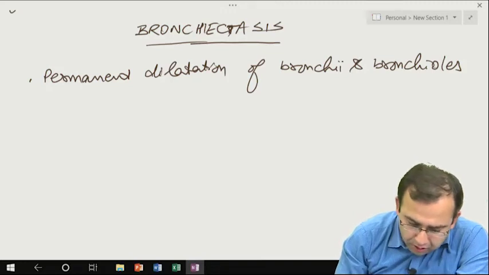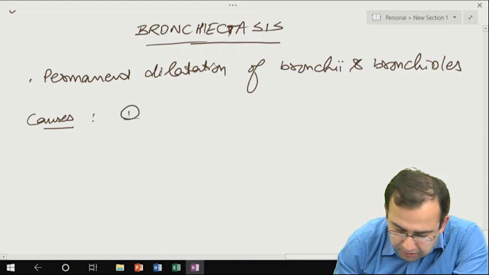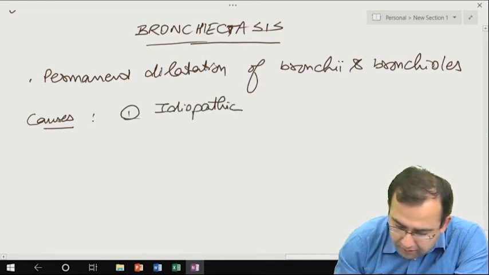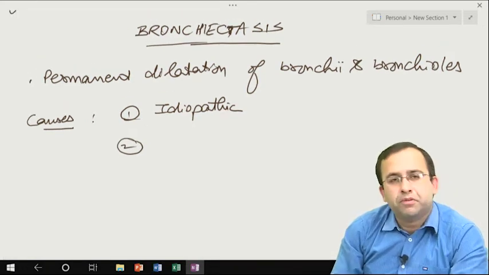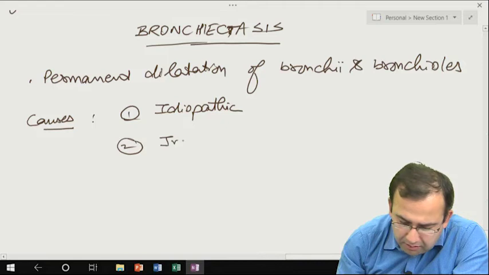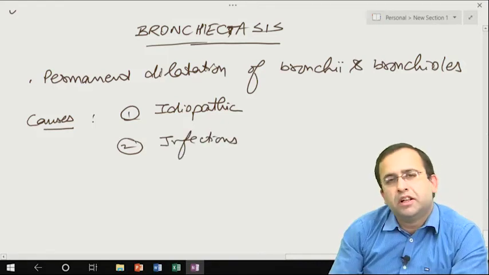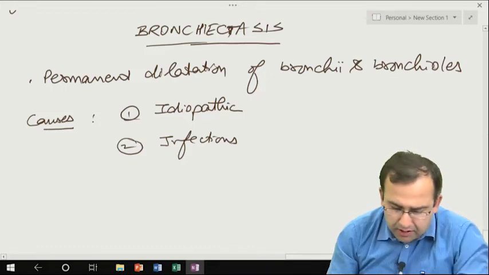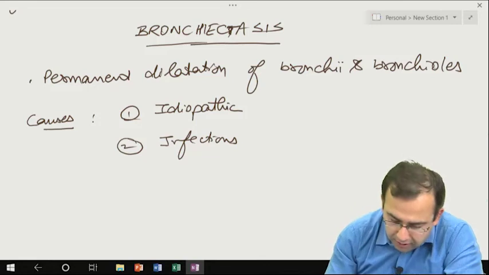Next point, causes. Firstly, it can be idiopathic, that is the cause is unknown. Next, bronchiectasis is mostly a medicine topic. As a pathologist, I am not much concerned with it. Next, it can be associated with numerous infections of the lung. You can name any infection, it can be associated with bronchiectasis. That is, it can be bacterial, viral, fungal, mycoplasma, anything.